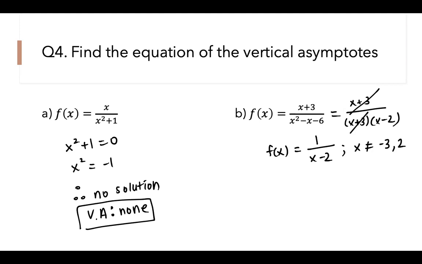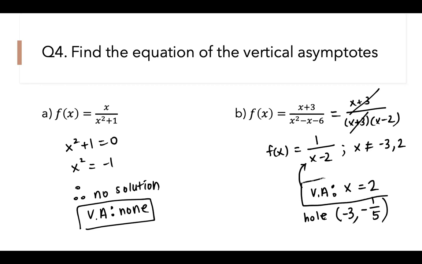For the vertical asymptote, you have to look at the simplified version, not the original factored form. So the vertical asymptote is going to be x equals 2. And there is a hole at negative 3 because we canceled out x plus 3. I'm going to plug negative 3 into the equation, and it's going to be negative 1 over 5. And that's how you find a vertical asymptote.